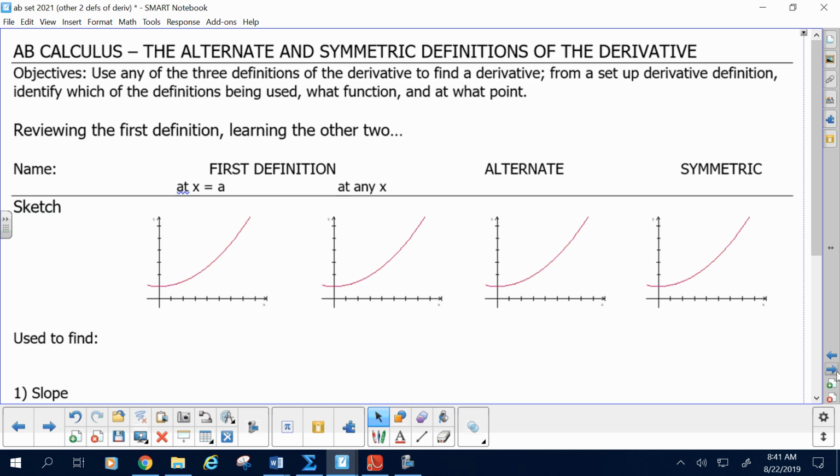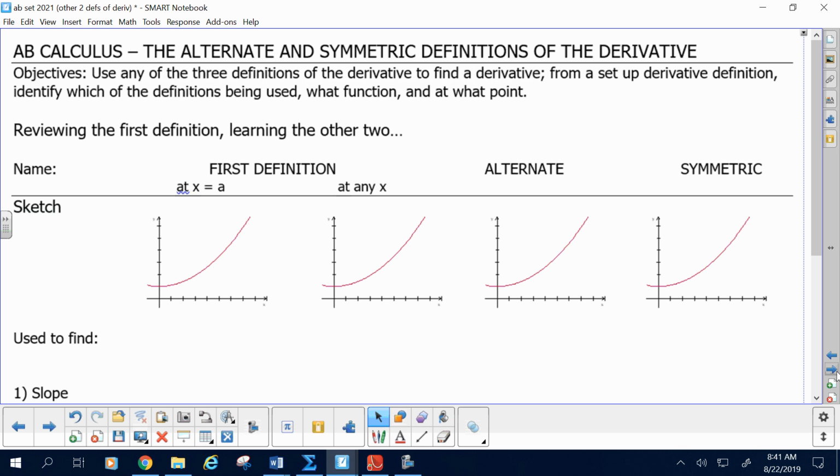All right, so here's the deal. The alternate and symmetric definitions of the derivative. This will also be a good review of yesterday. Yesterday we talked about the idea of the derivative. It's got all these different meanings: rate of change, slope, slope at a point, all these different things. But at its heart, it was taking a change or slope between 2 points and then getting the points closer together by using a limit, right?